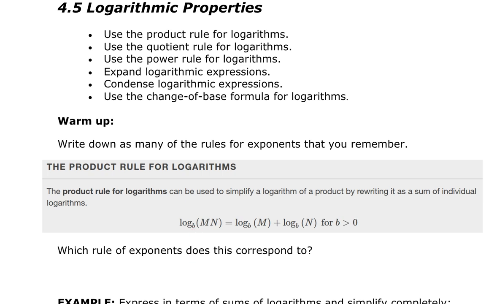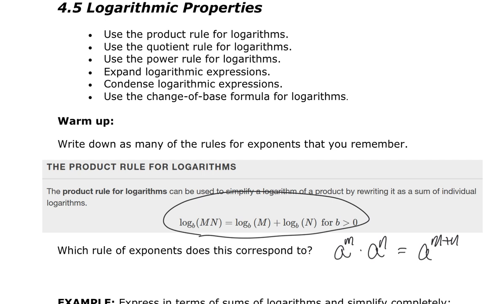So when you have two bases that are the same with, say, a to the m multiplied by a to the n, the rule of exponent would be a to the m plus n. And notice that's what we do here. When I have the log base b of m multiplied by n, to break this apart, to expand this out, notice that it becomes an addition between them. So I have the log base b of m plus the log base b of n, provided, of course, the base is greater than 0.